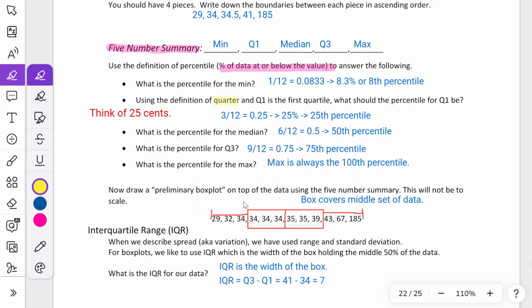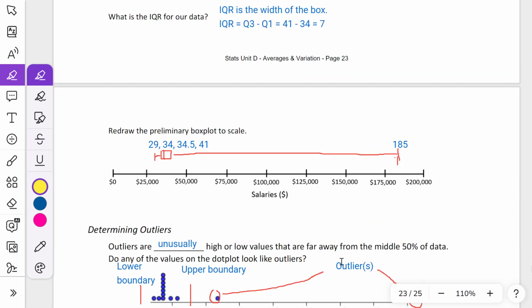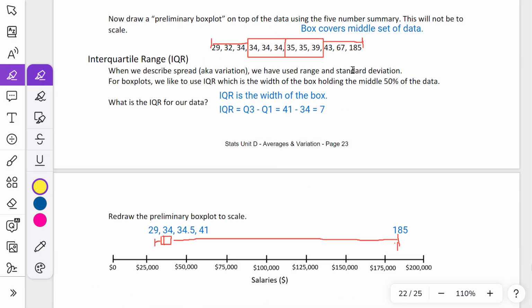So you put the box around the middle set of data, all right? So the box covers the middle set of data, and then you cut it in half, where you have some data points in front, some data points in back, and then IQR is the width of this box. So the definition is Q3 minus Q1. So it's 41 minus 34, which is 7. All right.